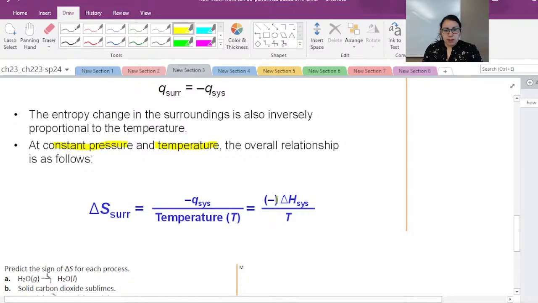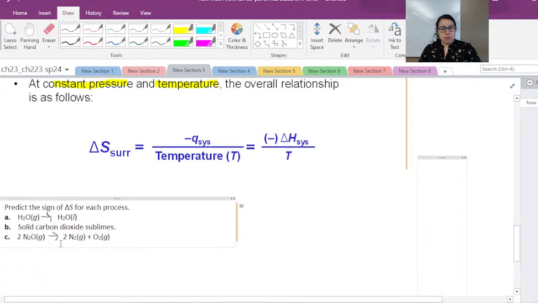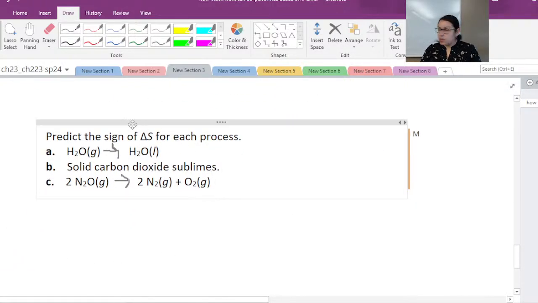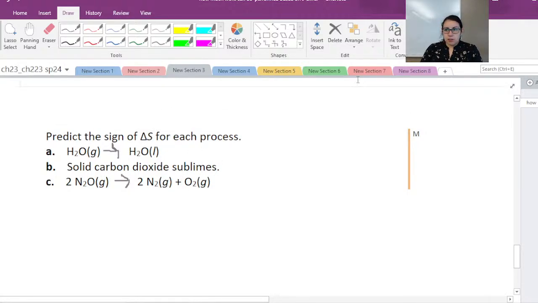And so then our relationship is that our change in entropy for our surroundings is equal to our negative change in enthalpy of our system over temperature. Again, we'll keep looking at other equations. And so let's just practice for a little bit. So take a few minutes to look at this and just figure out, is entropy increasing? So is our system becoming more disordered, or is entropy decreasing?